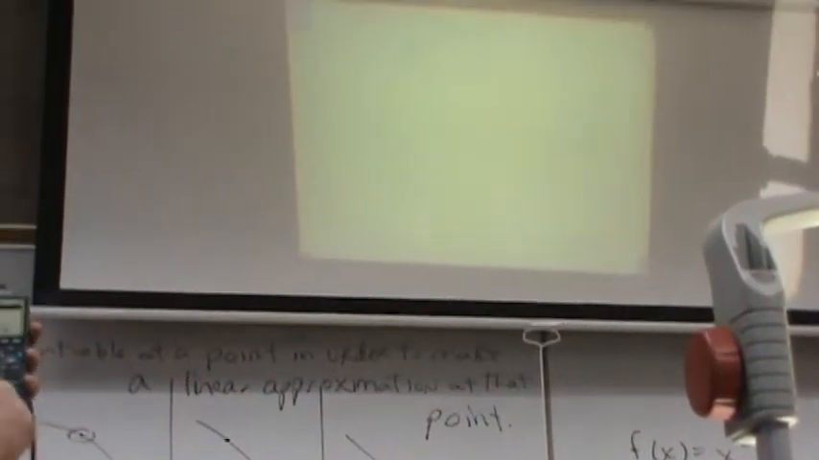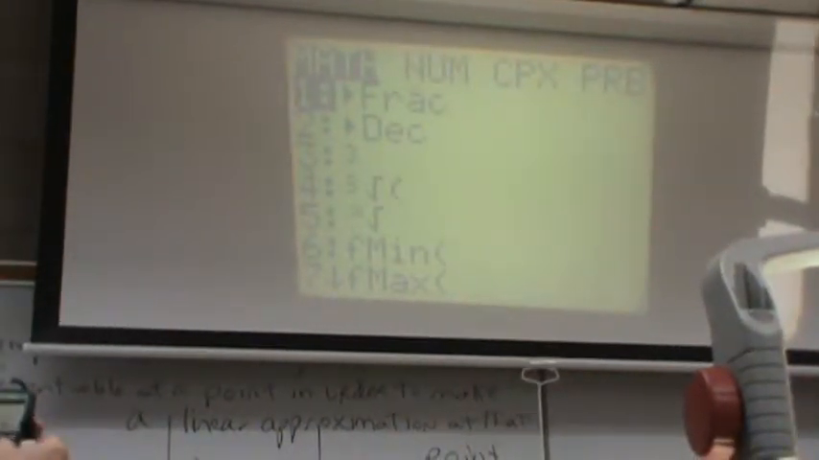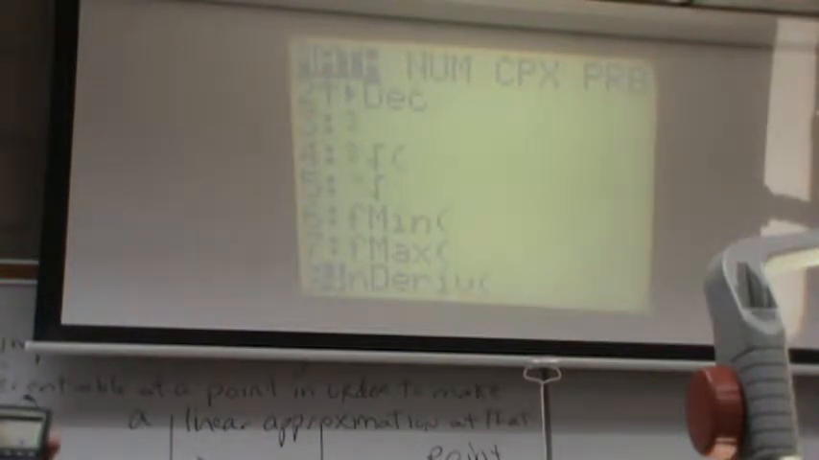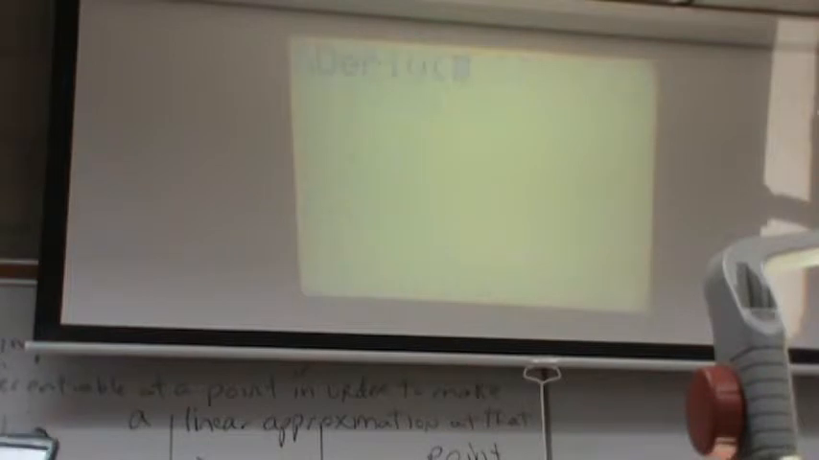So here's what you do. You get your calculator and you go math. And then you go down where it says math. If you have a TI-83, you go down until it gets to nDeriv. That means numerical derivative. And you press enter. Then you plug in your function, x squared, then comma, okay? And the next thing you have to do is actually tell it what variable you're taking the derivative with respect to. So you put an x next.